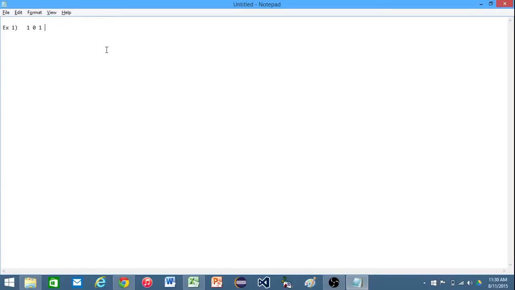I'm going to do a quick lesson on converting from binary to decimal and decimal to binary, or base 2 to base 10 and then base 10 back to base 2. Here's our first number. We have 101 base 2 and we want to find the equivalent in base 10.